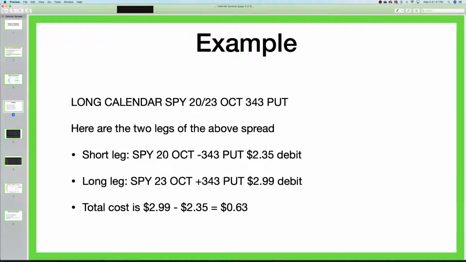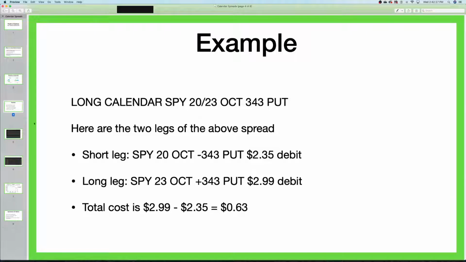You'd have a short leg, SPY, 20 October, 343, short 343 put, and let's say it costs $2.35 to buy or sell that put. The long leg, here it is, is a different expiration, and it's the same strike, but this time it's a long put, and this one might cost $2.99. Now, the way you price the calendar spread is you take the long and you subtract the short. And so this calendar spread there would be a 64-cent debit.